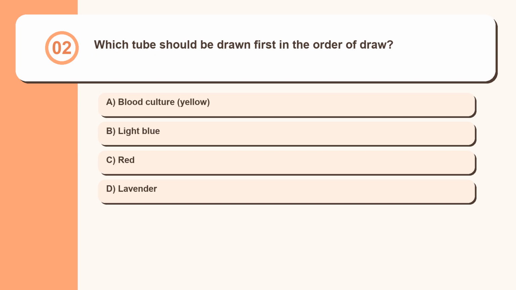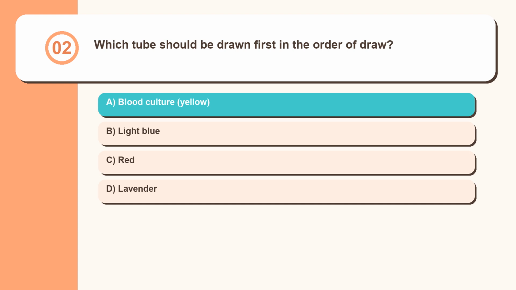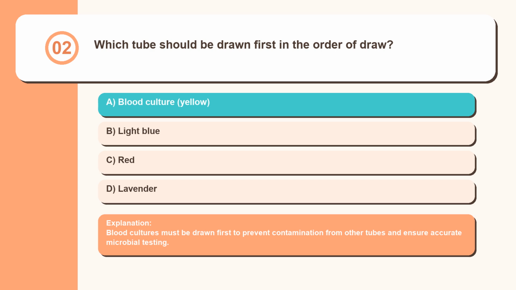Question 2. Which tube should be drawn first in the order of draw? Blood culture, yellow, light blue, red, lavender. Blood cultures must be drawn first to prevent contamination from other tubes and ensure accurate microbial testing.